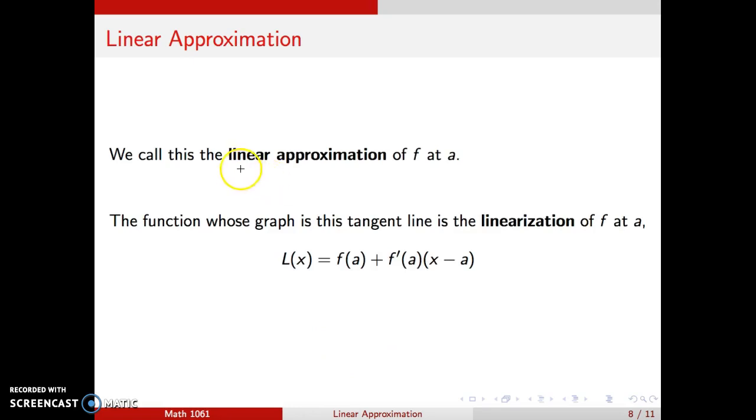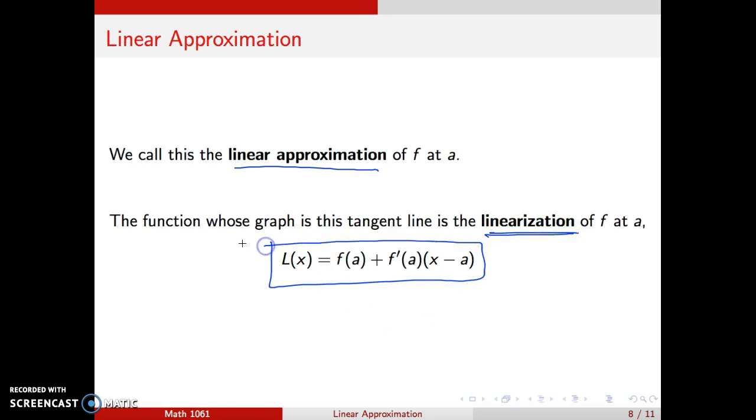We call this the linear approximation of f at a. It's just the tangent line. And the function whose graph is this tangent line has a new notation in the book. They call it the linearization, and denote it by a capital L. So it's just a function that is the tangent line, just another name for it.